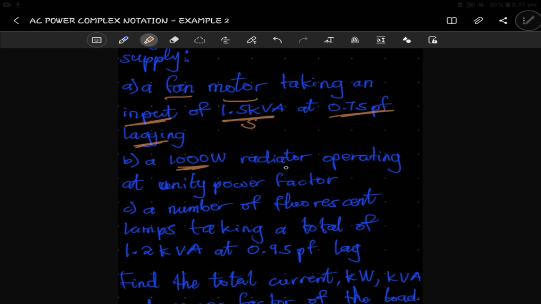They are saying the B, the radiator, is just watts, so this is power, operating at a unity power factor. This means that we've seen power is equal to apparent power times power factor. If the power factor is 1, then P is equal to S. This is for B.